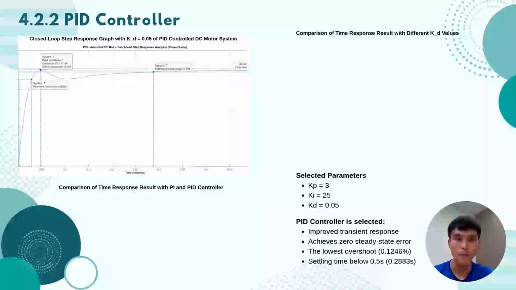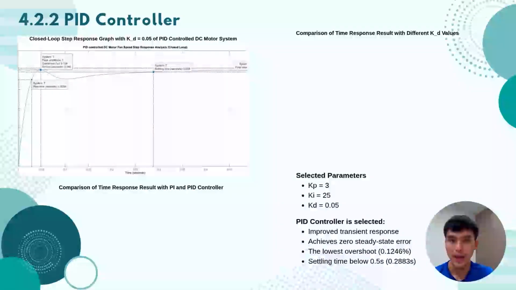After comparing the time response results, Kd equal to 0.05 was selected because it provided the best overall performance. It achieved the lowest overshoot of only 0.1246%, while maintaining a settling time of 0.2883 seconds and zero steady state error. Finally, the performance of the PI and PID controllers was compared in the table at the bottom. The PID controller significantly reduced the overshoot from 34.27% to 0.1246% and reduced the settling time from 0.3466 seconds to 0.2883 seconds, while maintaining zero steady state error.